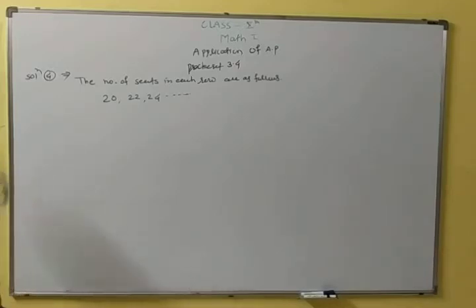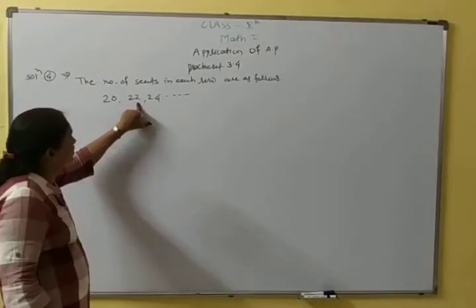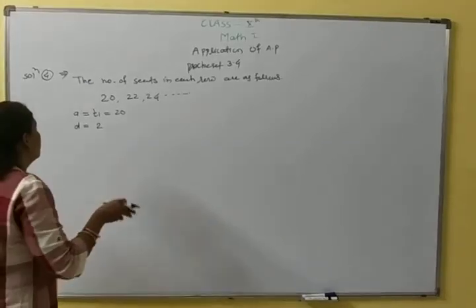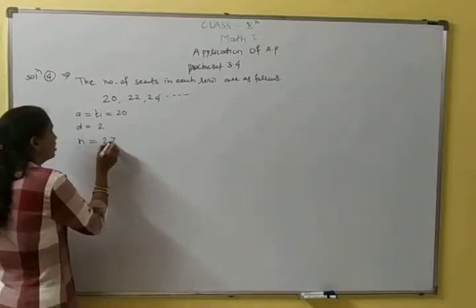Okay, then. 20 seats in the first row, 22 seats in the second row and 24 seats in the third row. Here first row means first term, that is a equal to T1 equal to 20. d equal to 22 minus 20, means d equal to 2. Number of seats in each row, n equal to 27.